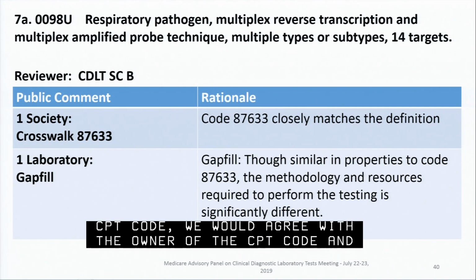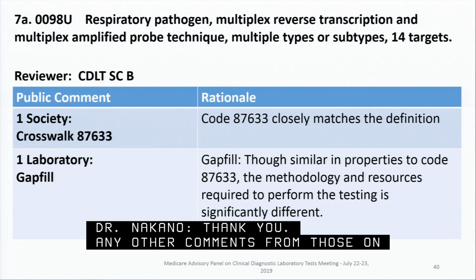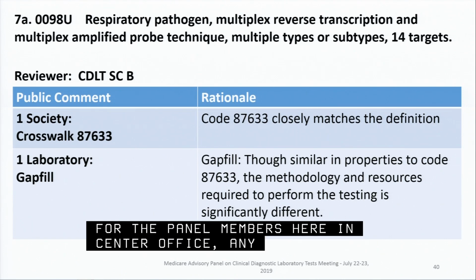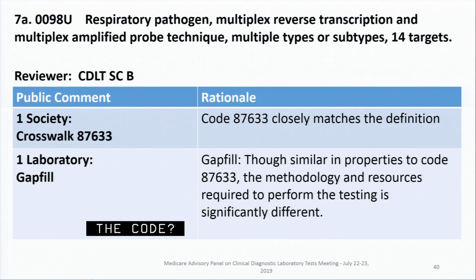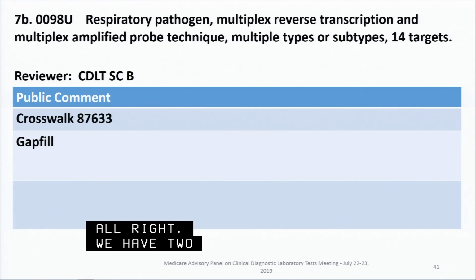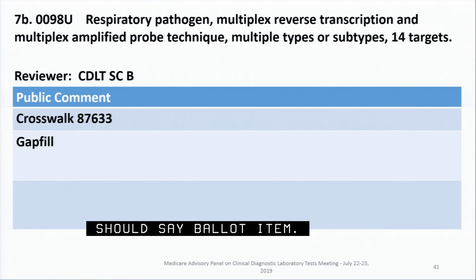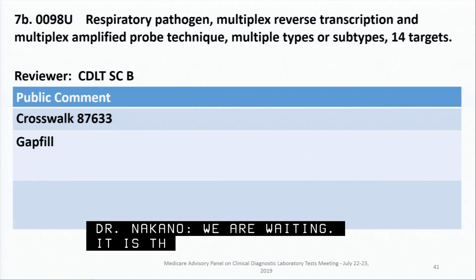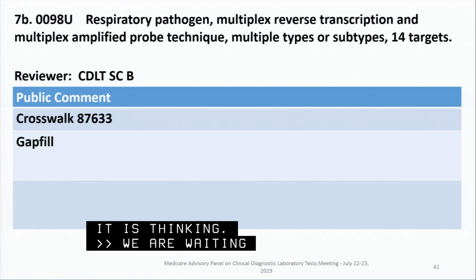Thank you. Any other comments from those on the phone? Questions, concerns? For the panel members here in central office, any discussion? Any questions for the owner of the code? All right, so we have 2 suggestions for gap fill and to crosswalk to 87633. Here are your ballot items. We're waiting for one person, so make sure that a selection is made. Thank you. All right, we're good to go.